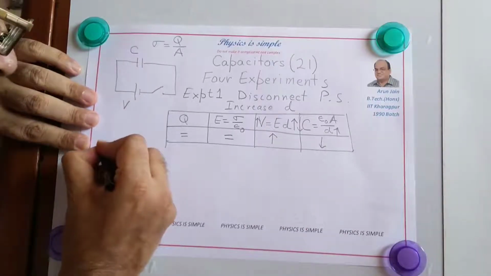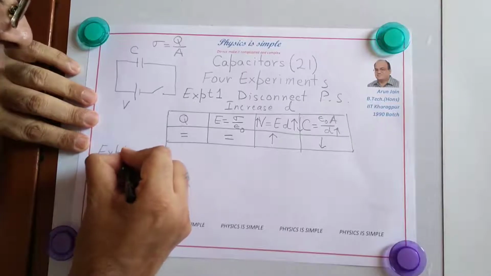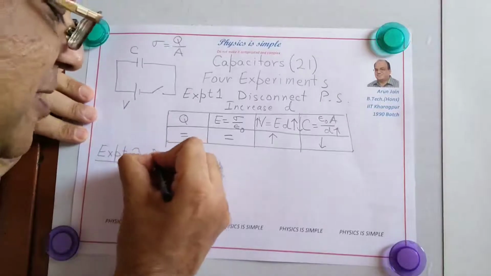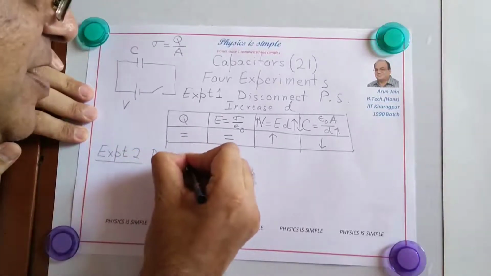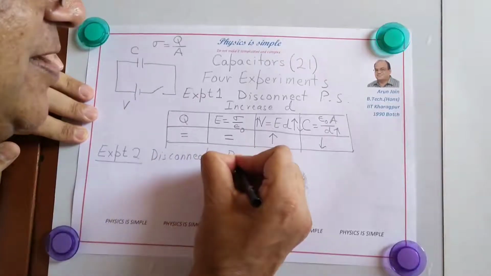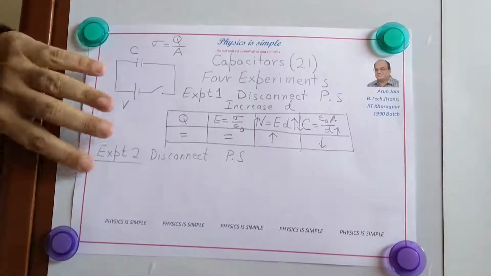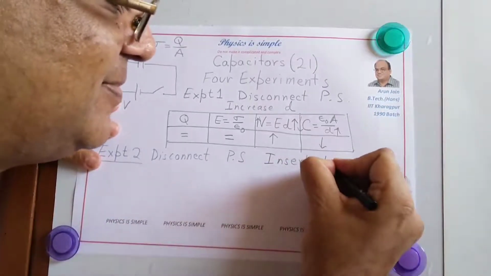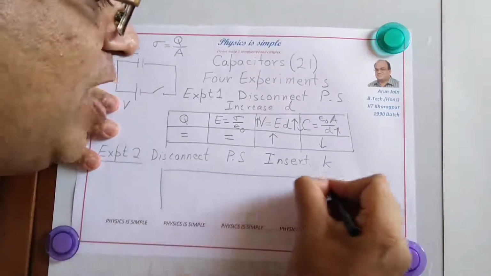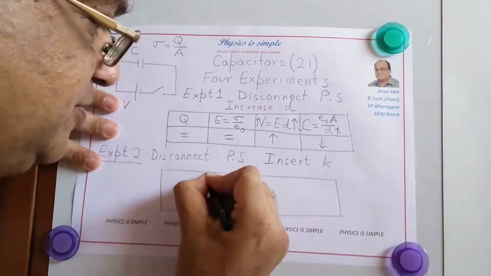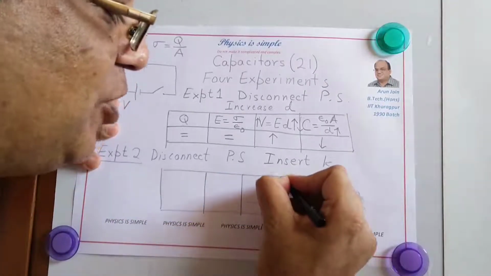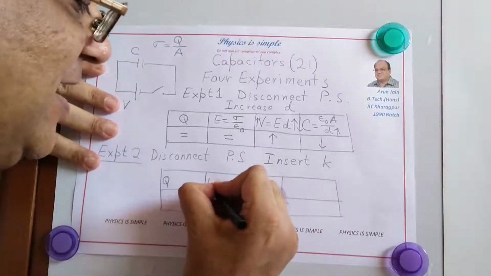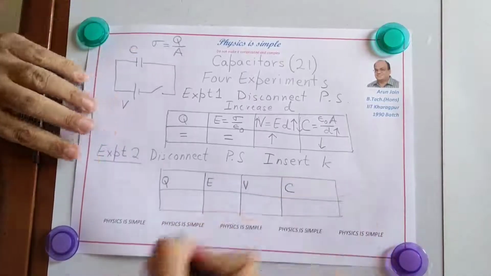In experiment 2, we keep the distance between the plates constant. We are not changing D. But power supply is disconnected. The capacitor is initially charged. Power supply disconnected. Now we insert a dielectric. So now we want to understand what will happen to charge, electric field, potential difference between the plates, and capacitance. Charge, electric field, V, C.